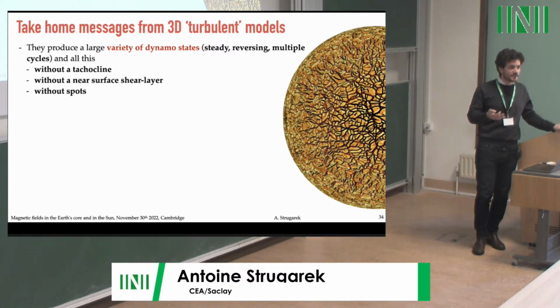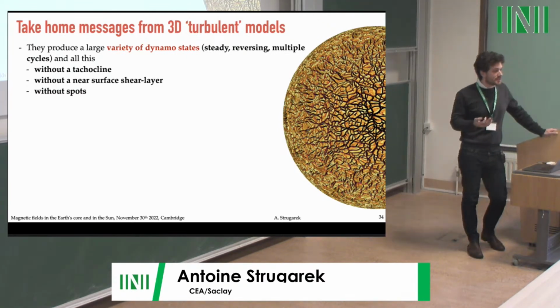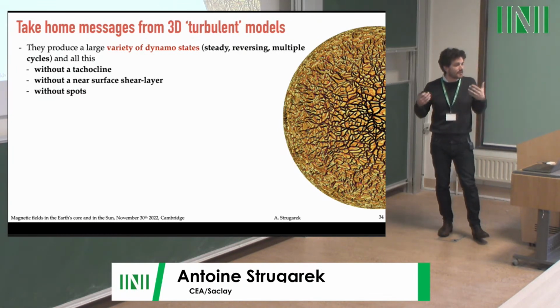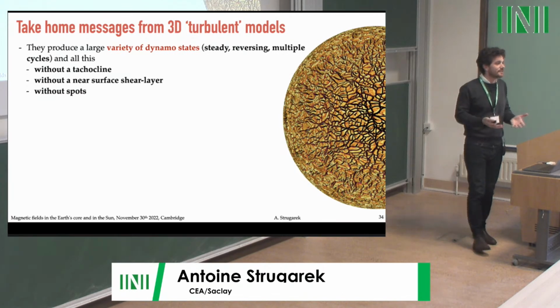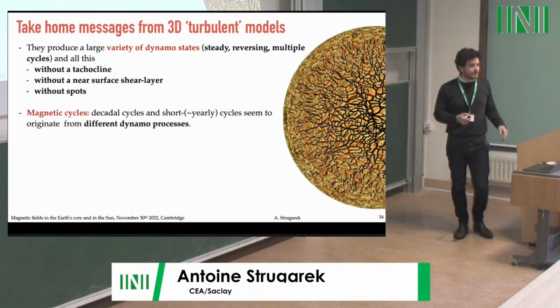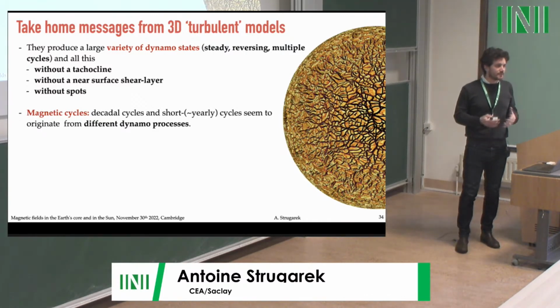They can be steady, reversing, cyclic. They can do that with or without a tachocline, with or without a near-surface shear layer, and with or without spots, which says a lot about the robustness of actually doing cycles. Then doing exactly the solar cycle is a different story, of course. You can have very distinctively different types of magnetic cycles produced in those turbulent convection zones.